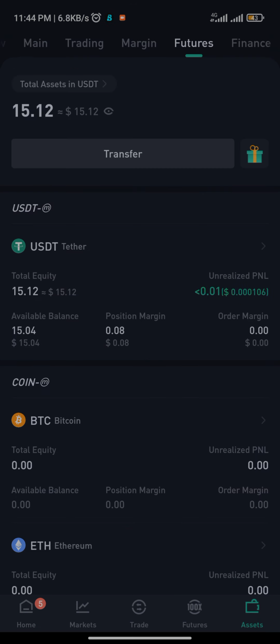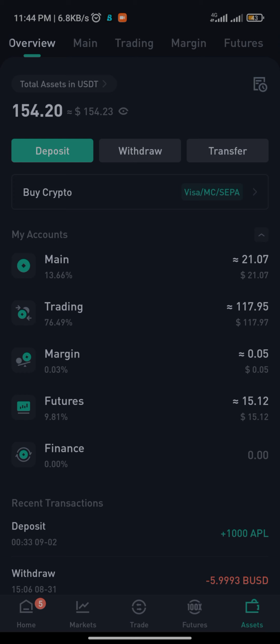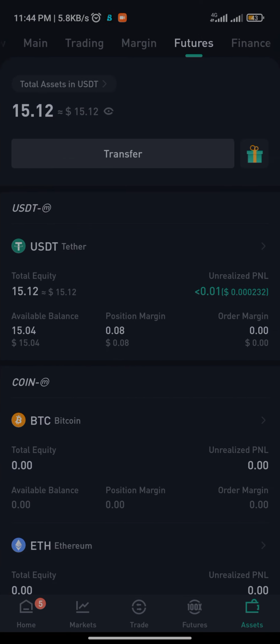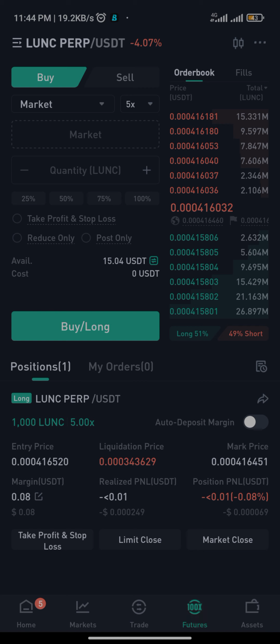This is my assets, and this is the overview wallet. That's like a combination of all the assets I have in my main wallet, my trading, my margin, futures, and all. So let's just get to futures straight. So I have $15 here, and if you check the icon on the left, just right before the asset icon down here, with this current update, this is where the futures icon is.